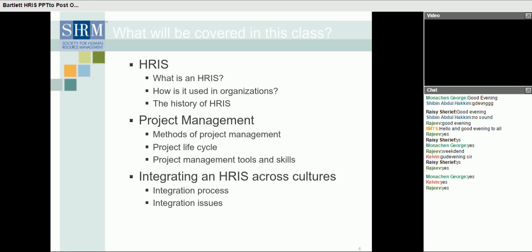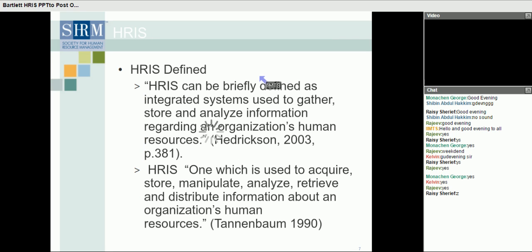Then human resource information system. What will be covered in this class? What is a human resource information system? How is it used in organizations? The history of human resource information system. The project management cycle, project management tools and skills. Then integrating an HRIS across cultures, integration process, integration issues.